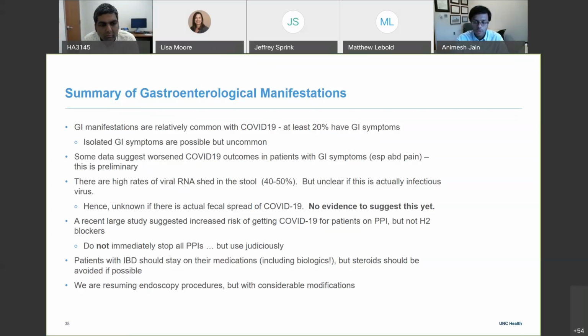And we are right now resuming most endoscopy procedures, though with considerable modifications to our workflow. That's all I have, and I'll turn it over to Dr. Haque to talk about the liver manifestations.